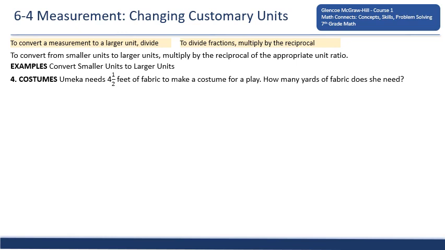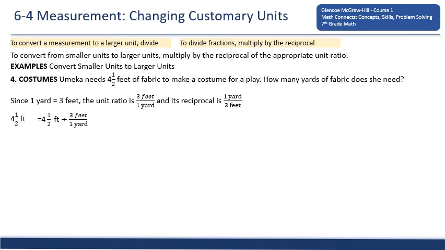So Yumika needs 4.5 feet of fabric to make a costume for a play. How many yards of fabric does she need? Since 1 yard equals 3 feet, the unit ratio is 3 feet per 1 yard, and its reciprocal is 1 yard over 3 feet. 4.5 feet equals 4.5 feet divided by 3 feet over 1 yard.